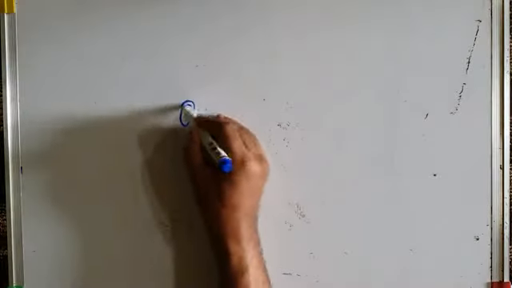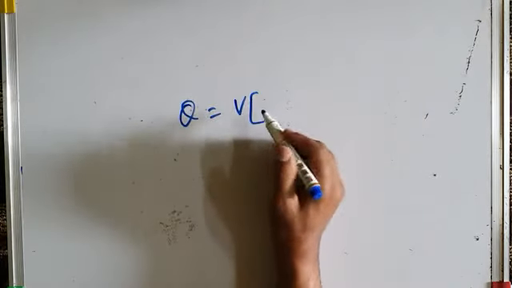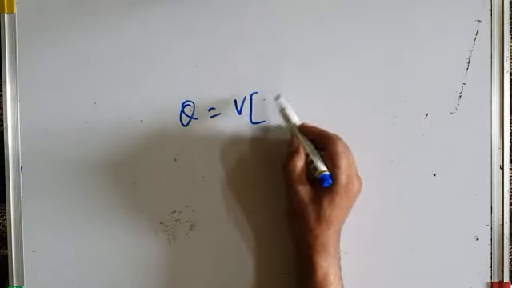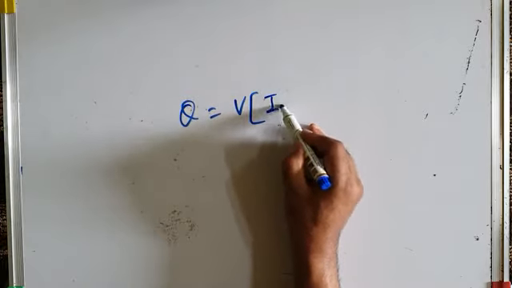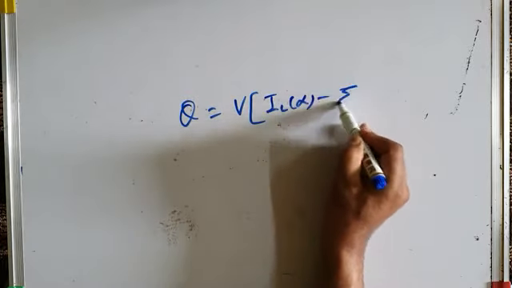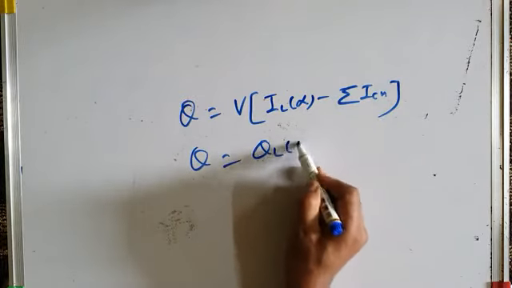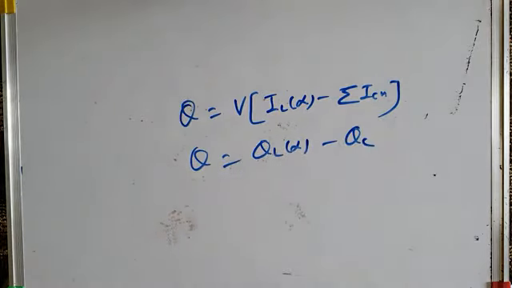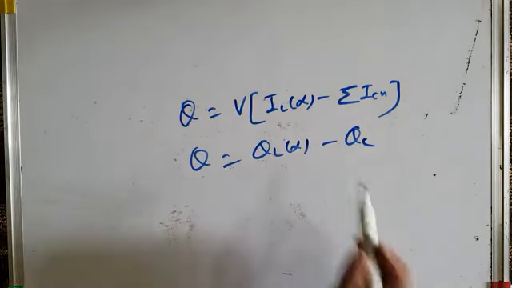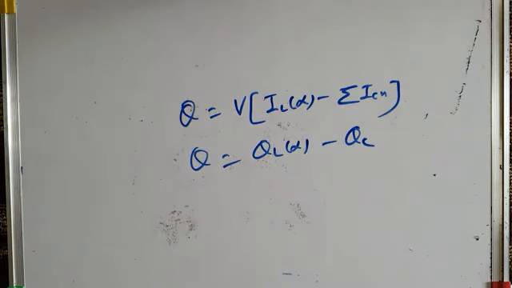Okay, its operation is very simple. The total reactive power compensation is Q equal to V times, where V is the voltage across the SVC, V times IL alpha minus sigma ICN. That is, Q is equal to QL alpha minus QC. Okay, and how is this continuous reactive power control done? It is done in a step manner.